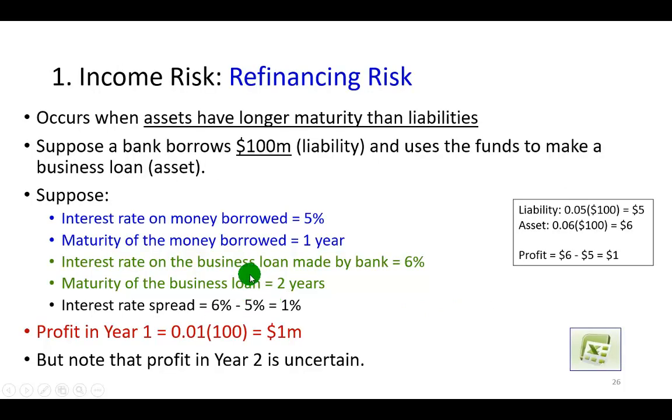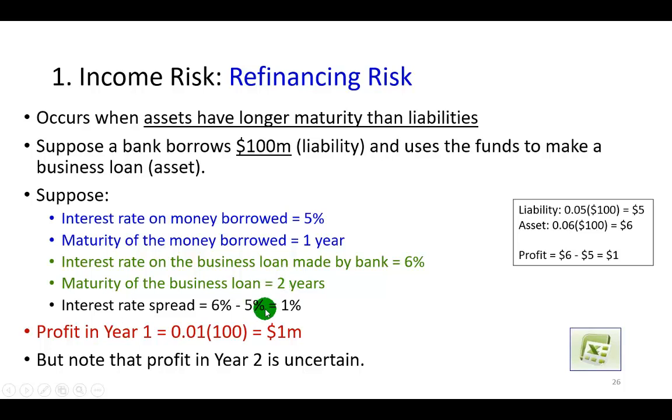In this first example, we'll look at the case of refinancing risk and examine the income effect of interest rate changes when assets have a longer maturity than liabilities. So in this first example, the bank borrows $100 million at 5% for 1 year and then turns around and invests the money in a business loan at the higher rate of 6%. So you can see right here the spread is 1%. Now though, the kicker here is that the loan, this investment, is for 2 years. So we have a maturity mismatch, right? The liability here is 1 year and the investment here is 2 years.